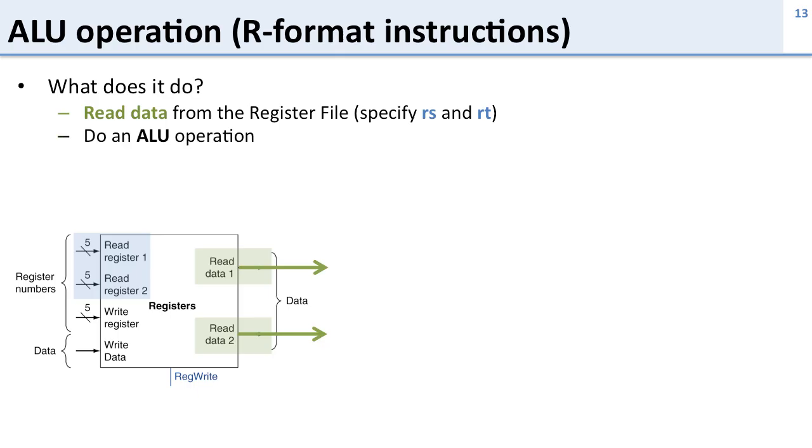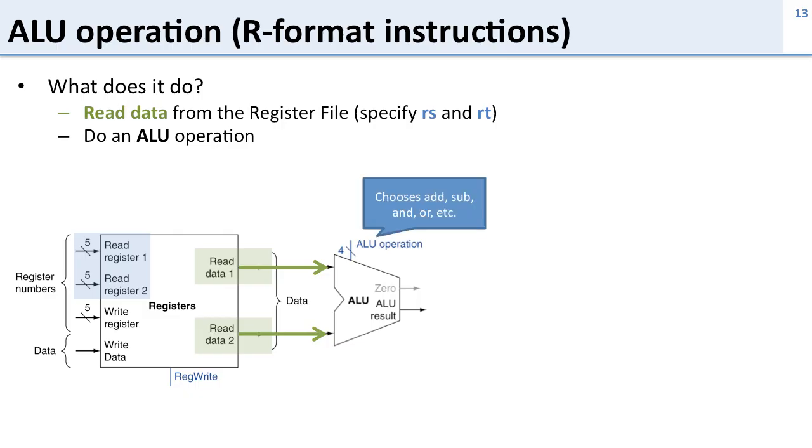Then we need to do the ALU operation. So obviously to do the ALU operation, we need an ALU. And if you look at the ALU, it has another input here, which is the ALU operation. This is what specifies what the ALU is going to do. Is it doing addition, subtraction, etc.?